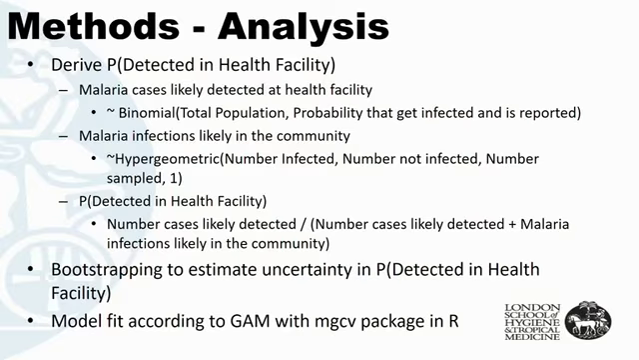And then this was used to estimate the probability of being detected in the health facility, which is just the number of cases that were likely detected divided by the total number of expected cases in that population. We used bootstrapping to estimate uncertainty in this derived variable. And then I used some additive models for the model fit using R.